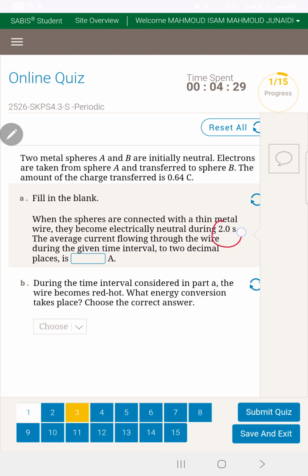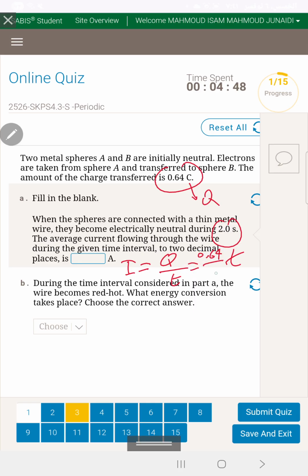So here you are given the time T, which is 2 seconds. You are given the charge Q, which is 0.64 coulomb. Now the current is required. So the current is equal to quantity of charge divided by time. So you have to divide 0.64 by 2, and that will be 0.32 ampere.